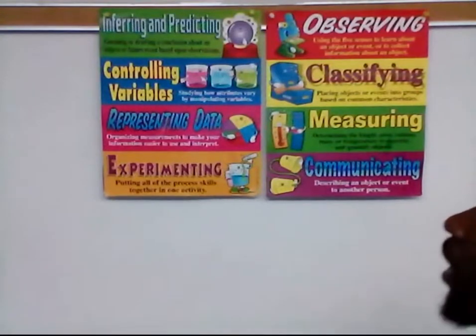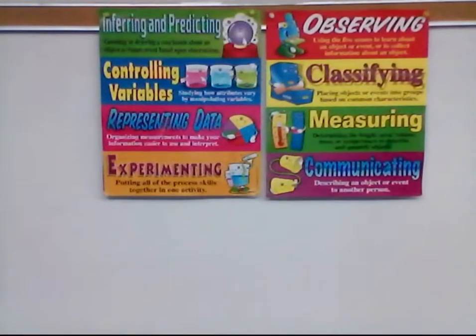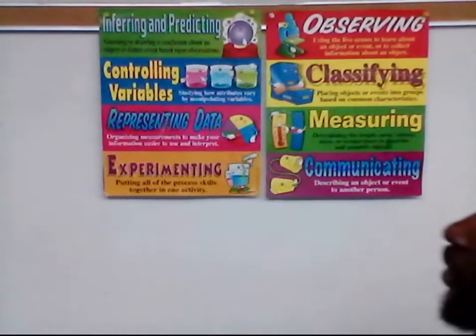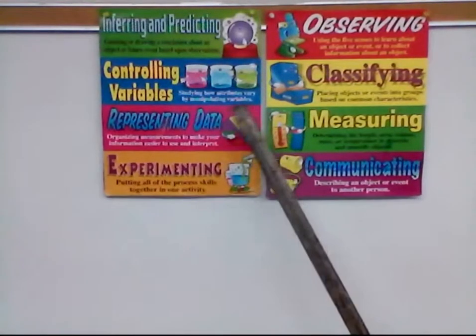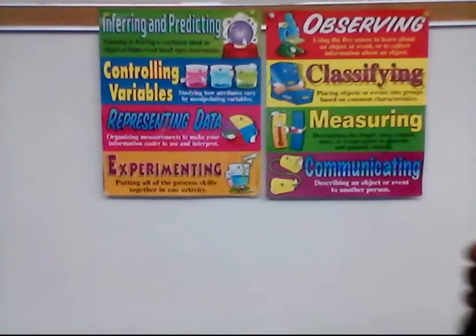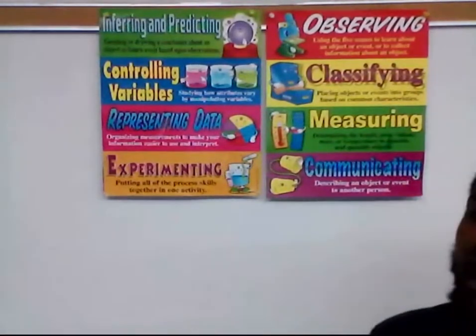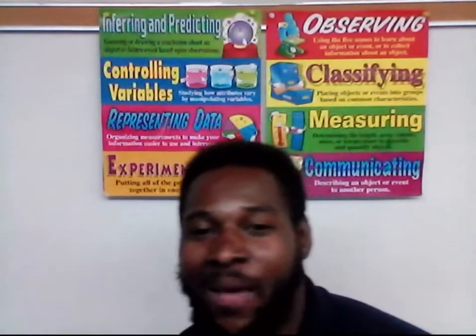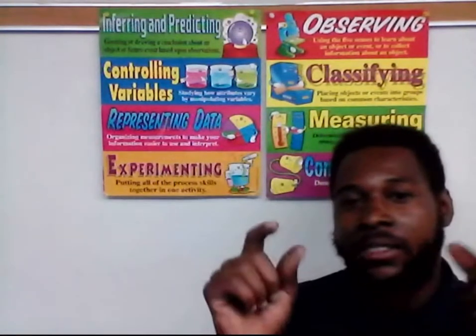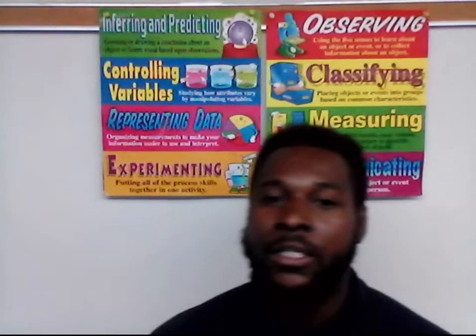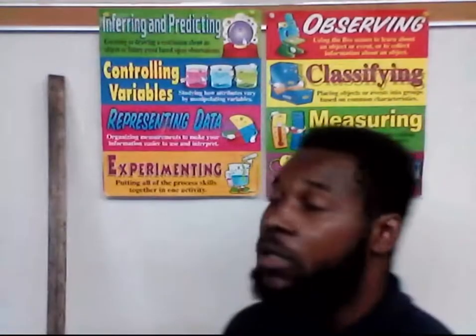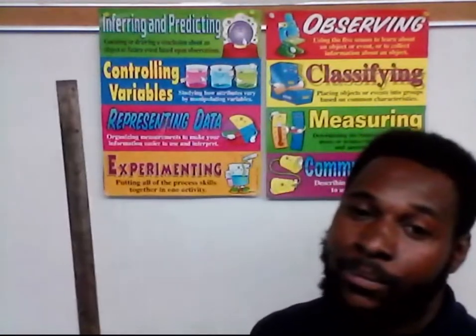Now, when you have that object or future event, you're going to want to control. Okay, you want to study how the attributes vary due to varying variables. So what that means is the subtle changes, the differences between what you are predicting. You want to be able to control that.